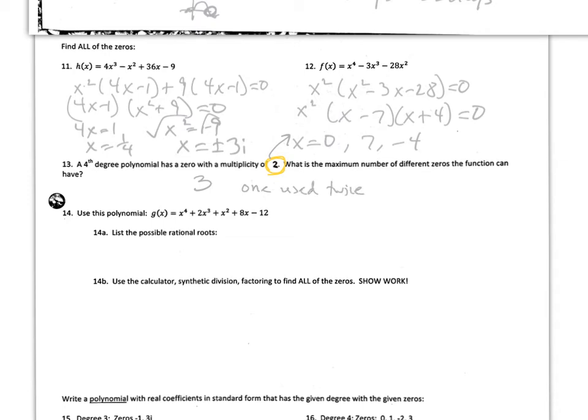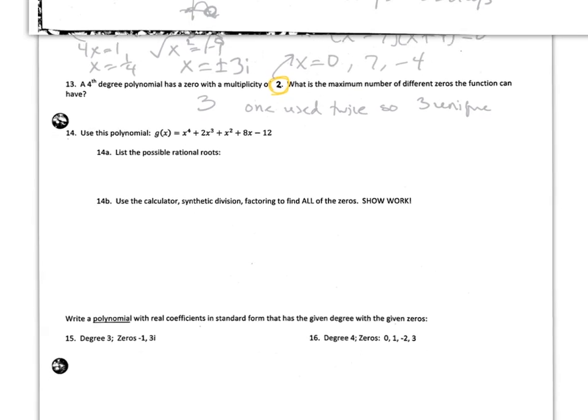So that means we can only have 3 unique solutions because one counts the same one twice. 14, definitely on the quiz.